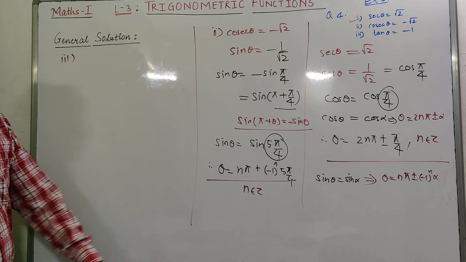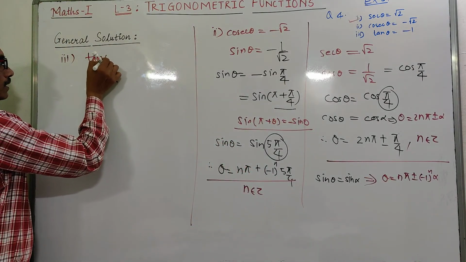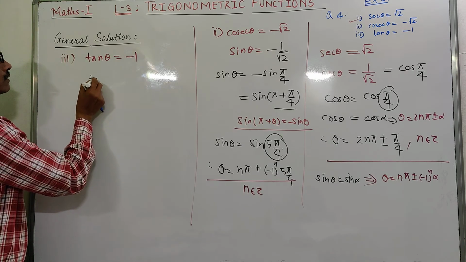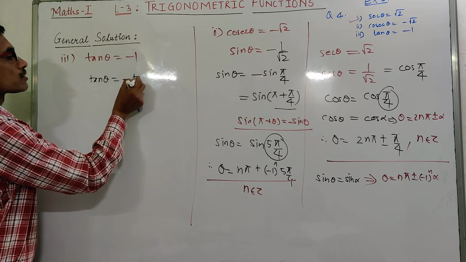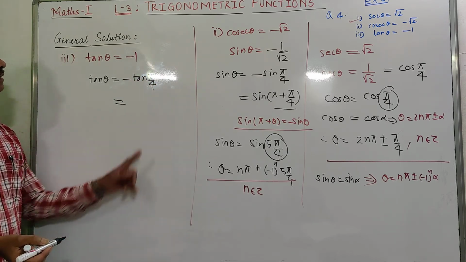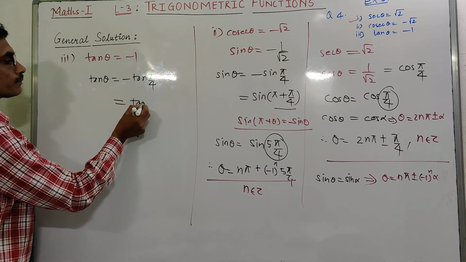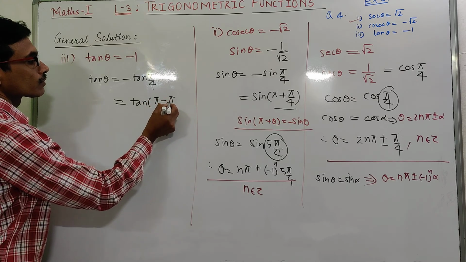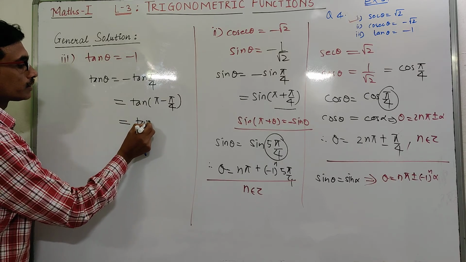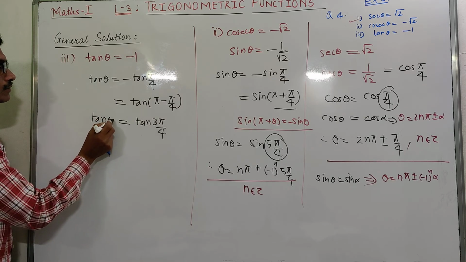Third, tan theta is minus 1. Tan theta is equal to minus 1. Tan theta is equal to minus tan pi by 4, and tan is negative in the second quadrant, so it is tan of pi minus pi by 4, which is 3 pi by 4. Tan theta is equal to tan of 3 pi by 4.